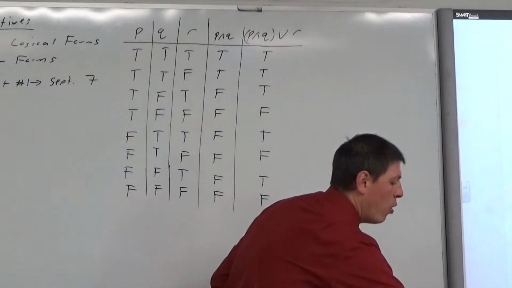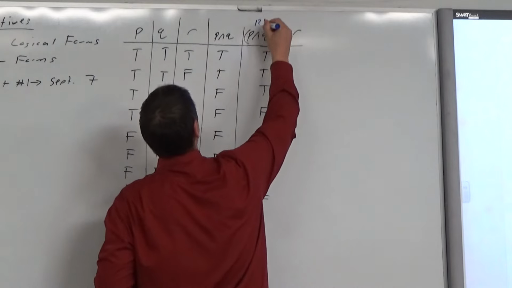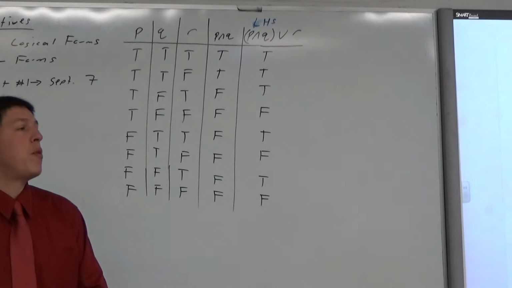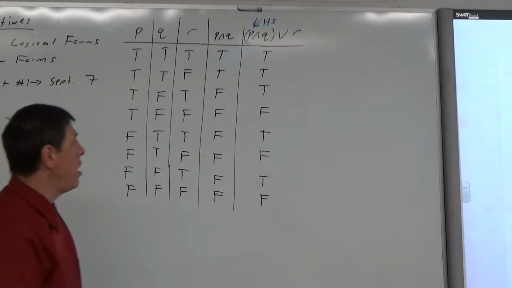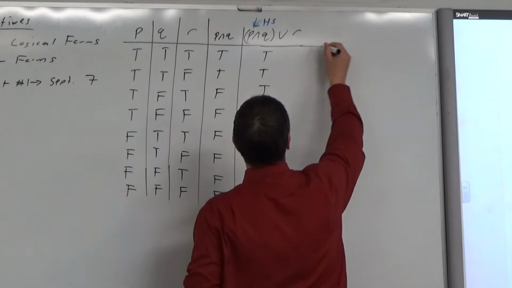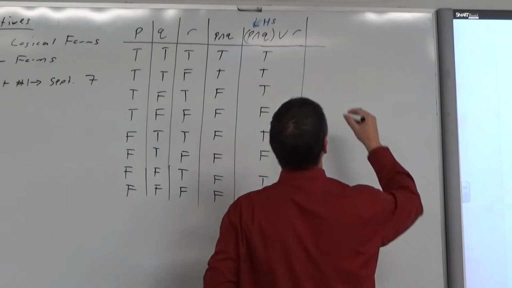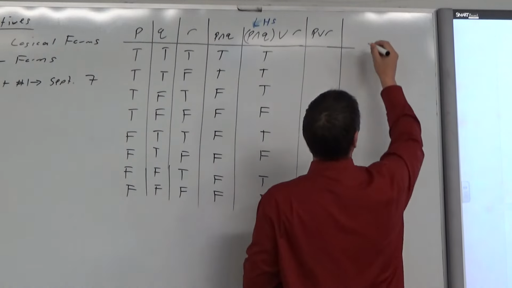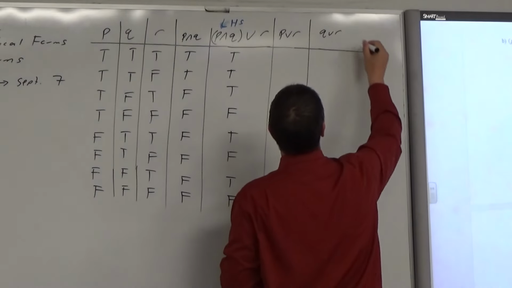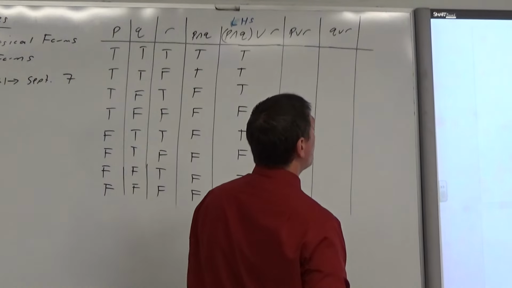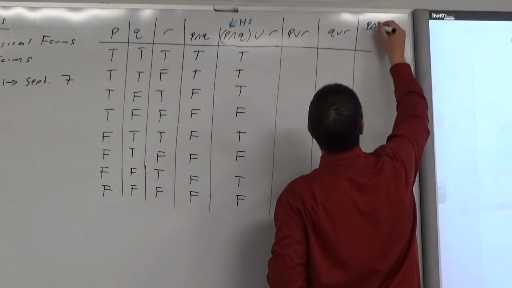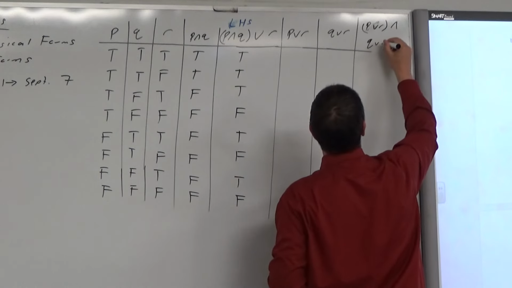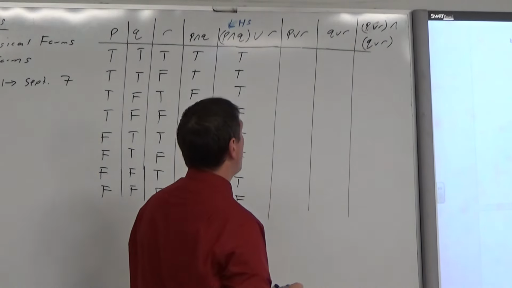So what we have now is our left-hand side. Now what I have to do is build the right-hand side. To build the right-hand side, we have our two parentheses. So what I'm going to do once again is work inside parentheses. So we have P or R. Then we also have Q or R. And eventually what we want to get to is (P or R) and (Q or R). Okay? And that's going to eventually be our right-hand side.